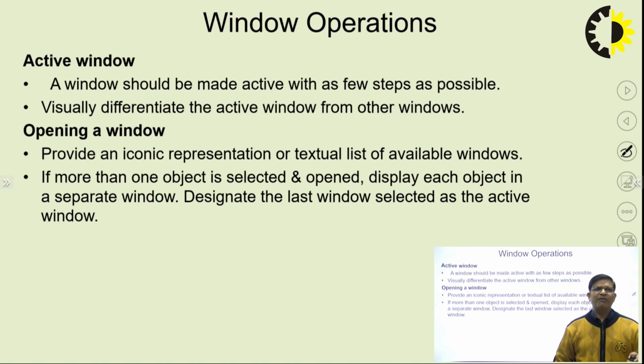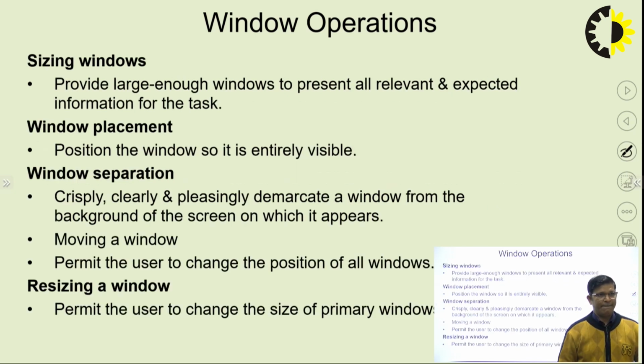Opening window: provide an iconic representation or textual list of available windows. If more than one object is selected and opened, display each object in a separate window and designate the last window selected as the active window. Or if we click on any open window, then it will be the active window. Sizing window: we can change the size of any window.